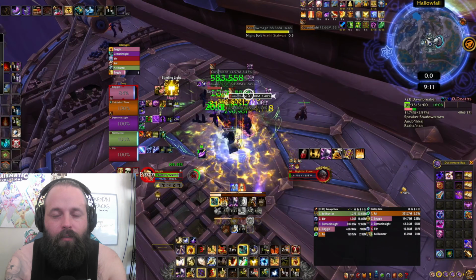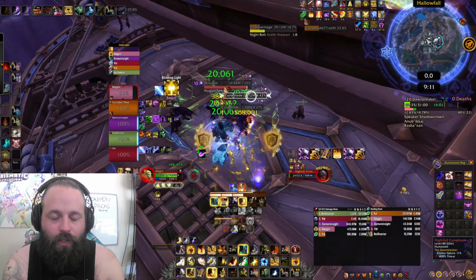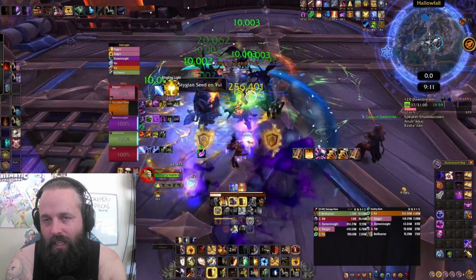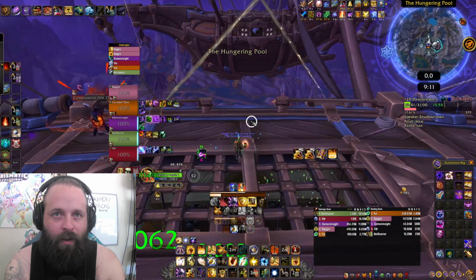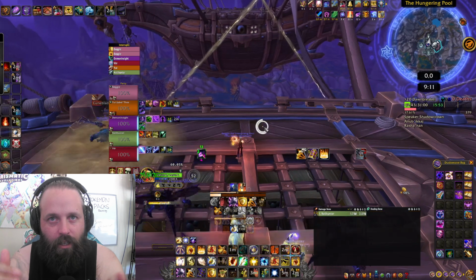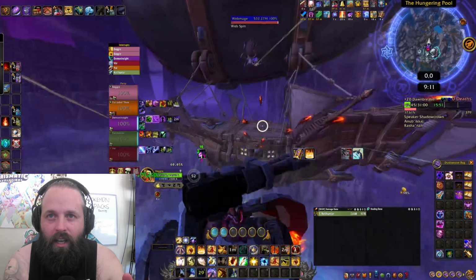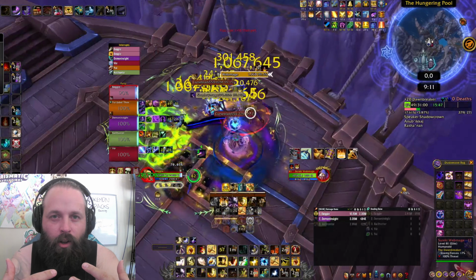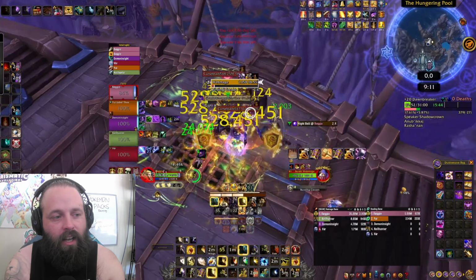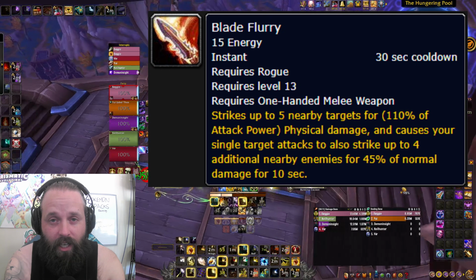On the same train of thought as damage profiles, we'll also look at damage caps. This is how damage is spread by different specs in AoE situations. Firstly, you've got your hard capped abilities. These are abilities that only hit a fixed number of targets no matter how many mobs are around. Outlaw Rogue's Blade Flurry is a good example.